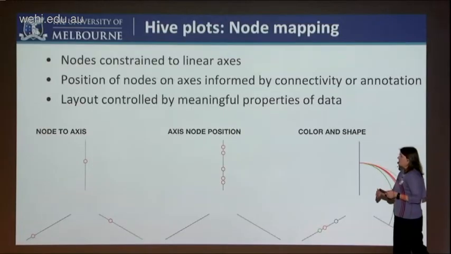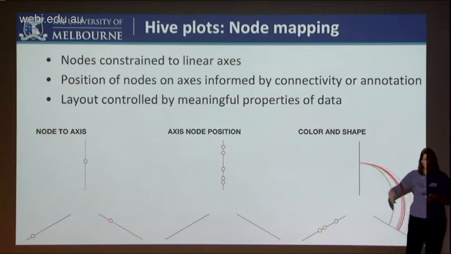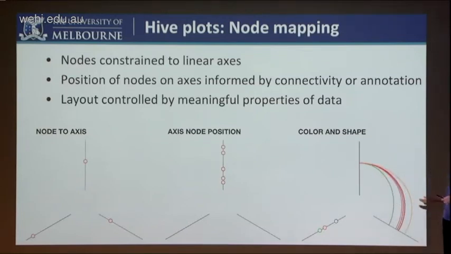You can make different choices about where along the axes particular nodes occur. And of course, you can layer in all the typical things we would expect in a visualization by playing with color and shape to represent different kinds of information. And generally, the idea is that the axes correspond to some characteristic of the data.